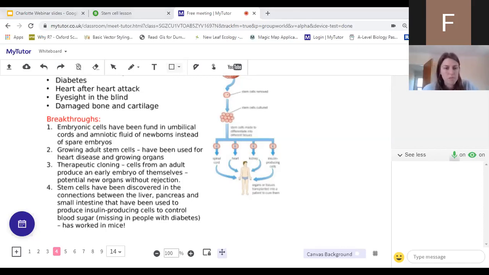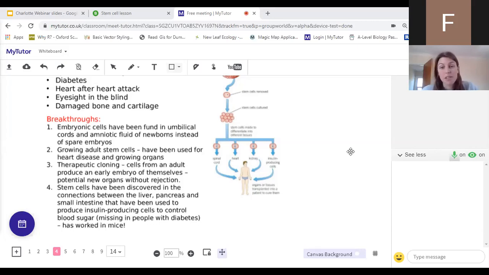Hold on, I'll get up yesterday's slide and we can pop on the slides about that. I'll show you the diagram.